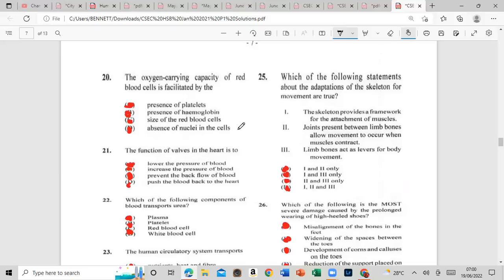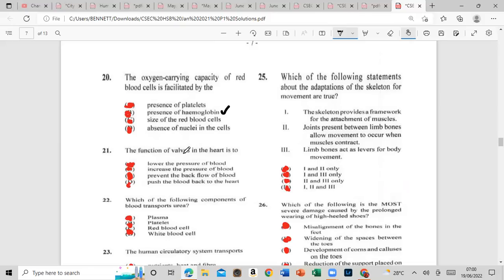The oxygen carrying capacity of red blood cell is facilitated by A, the presence of platelets, B, the presence of hemoglobin, C, the size of red blood cells, or D, the absence of the nucleus in the cell, and that's B, presence of the hemoglobin.